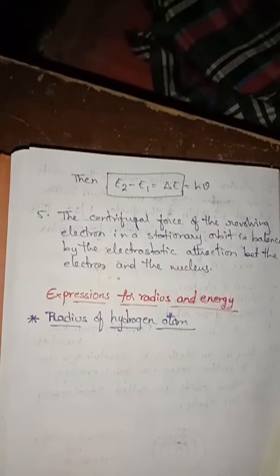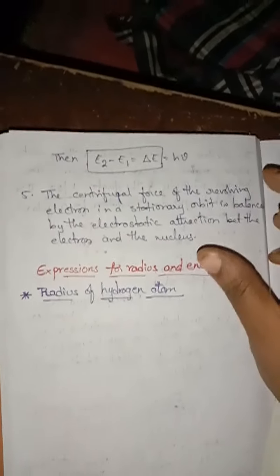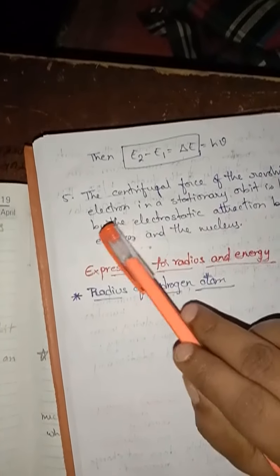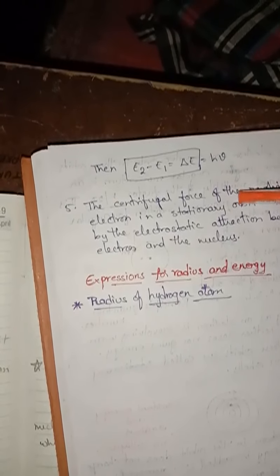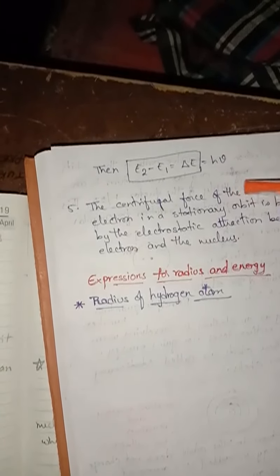Understand? So whatever force acts on this electron, that force is felt by an object moving in a curved path. The electron is always revolving around the nucleus. That will be balanced. So the centrifugal force of the revolving electron in a stationary orbit is balanced by an electrostatic attraction between the electron and the nucleus. That is why they have a particular structure. That is the only reason they have a particular structure, and the distance, the radius, from the central nucleus to the outer electron will be constant because of these forces. So these are the 5 postulates.